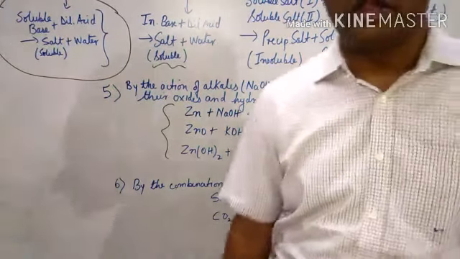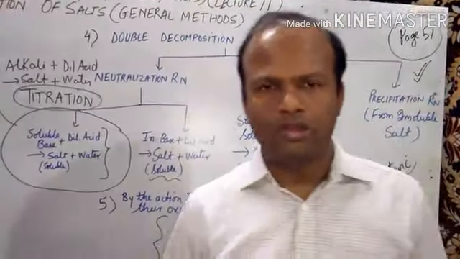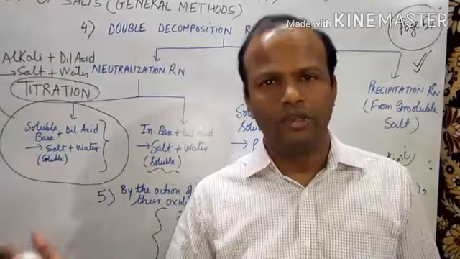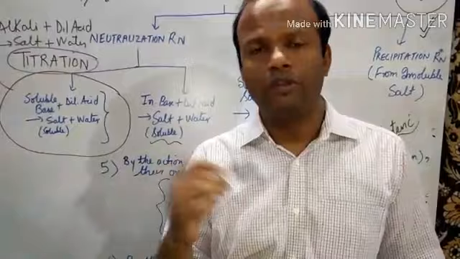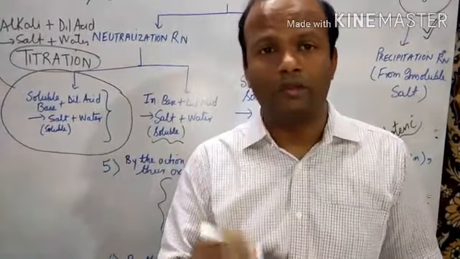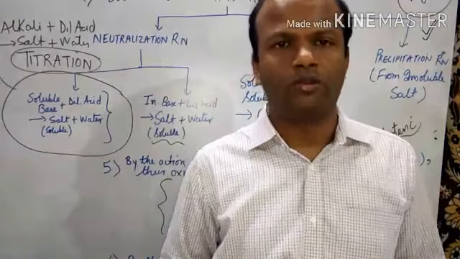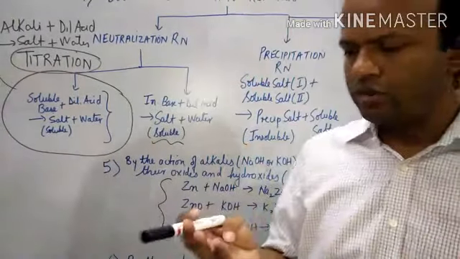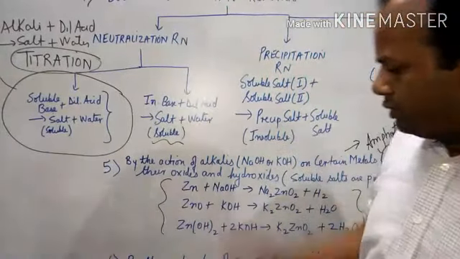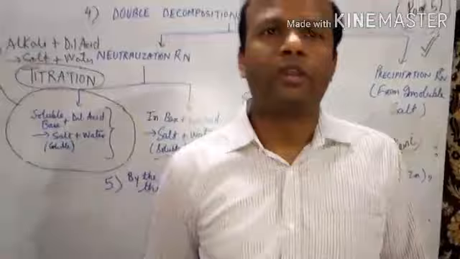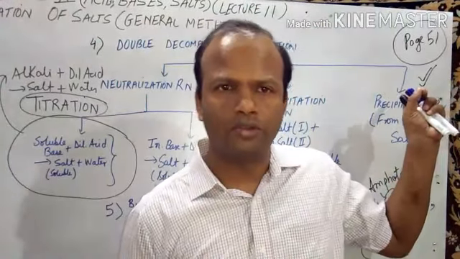How will you identify whether an oxide is acidic or basic? If you react an oxide with water, it gives acid. That oxide is acidic oxide. If you react any oxide with water, it is giving a base. That is basic oxide. So, we have acidic oxide, basic oxide, and amphoteric oxide. And so, this is all about the general properties of the preparation of salts. And one example I haven't given you, I have given you as a task for you.